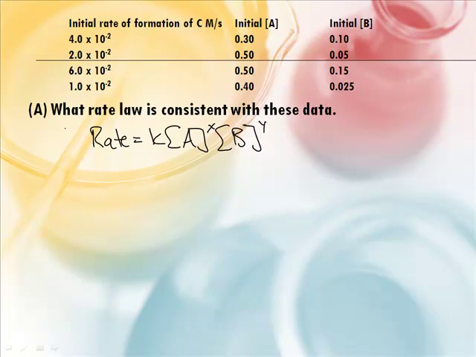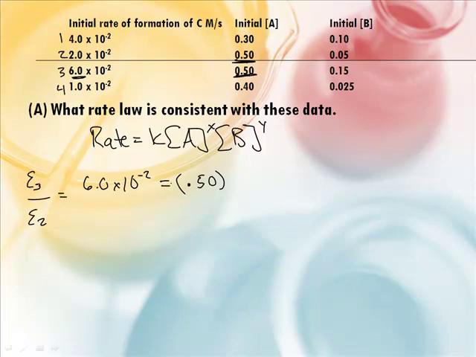Let's do reaction 3 and reaction 2. Let's just number these 1, 2, 3, and 4. Yeah. So I like 3 here and 2. Yep. And I want to do 3 divided by 2 because this gives me a bigger number. So I'm going to do E3 divided by E2. So E3 is 6.0 times 10 to the minus 2, which is equal to K times 0.50 to the X times 0.15 to the Y.